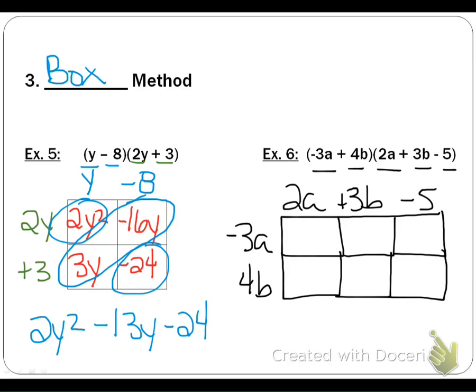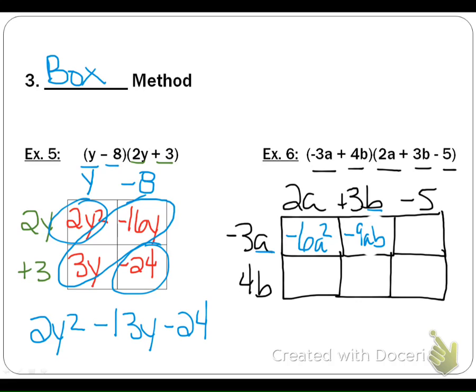So I need to multiply the negative 3a times the 2a, and I'll put it right there in that box. It's negative 6a squared. Then you'll multiply again. You just go across that. Negative 3a times each term in the expression above. So we're ready to multiply negative 3a times 3b. Oh, I'm sorry, I take that back. We have an a times a b. So it's negative 9ab.